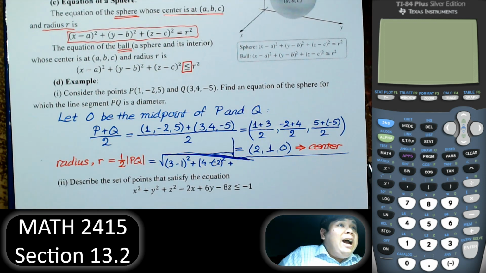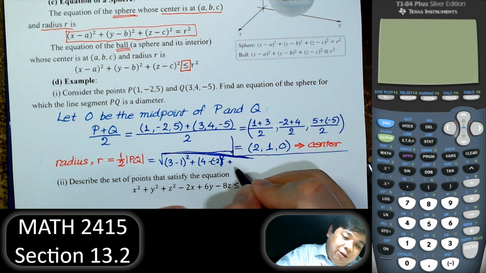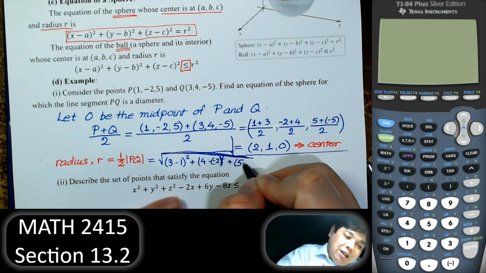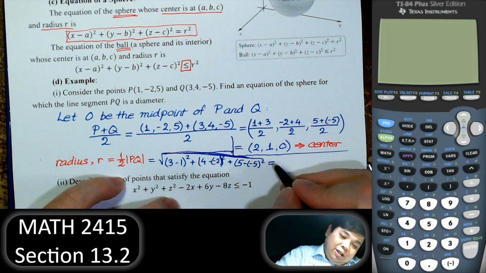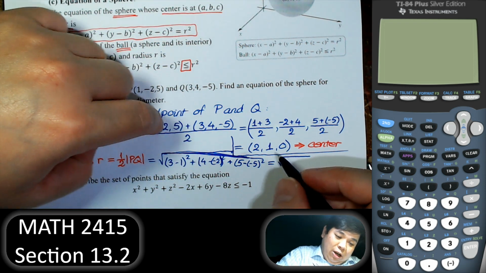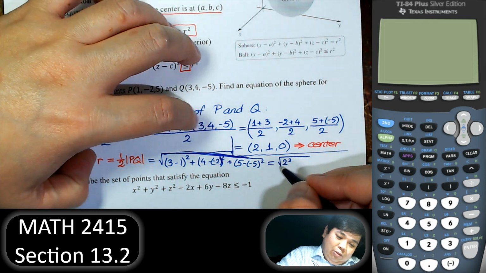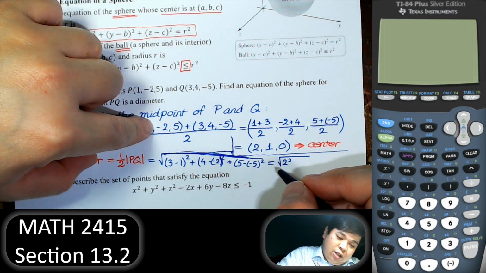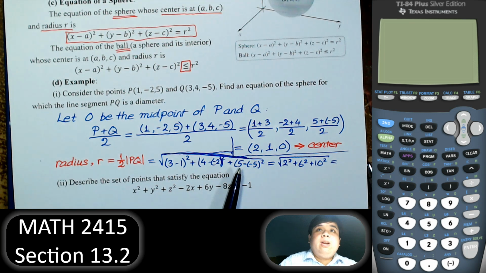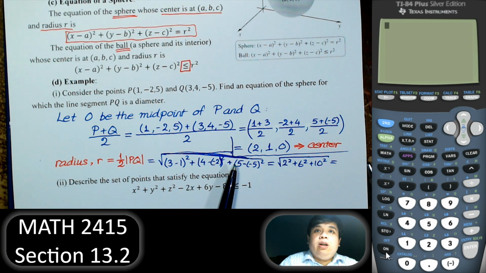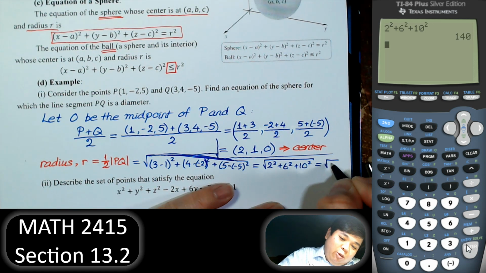Sorry about that. And then 5 minus -5, squared. Right, we do that, and we have 3 minus 1, so 2 squared. -4 minus -2 will be 6 squared, and then 10 squared. Right. We don't really need the square root. We just do the square inside the square root only. That's 140. So square root of 140.